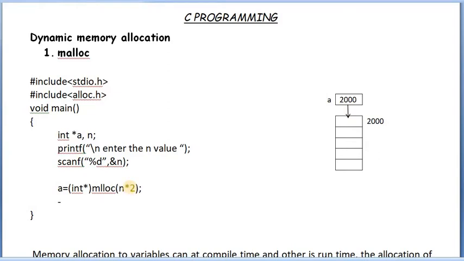For example, if we want to store n integers, at that time we write n into 2. If you simply give n, for example if n value is 5, you get only 5 bytes. You can't store 5 elements in that. That's why we have to write n into 2. If n value is 10, then we get 20 bytes of memory. If n value is 5, we get 10 bytes of memory like this.